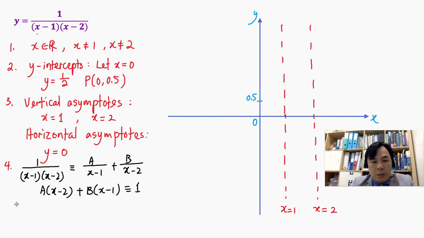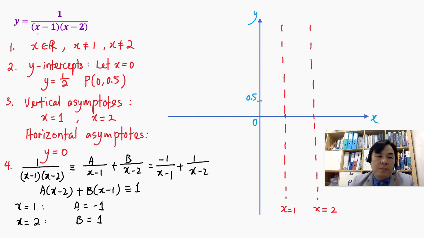Now from here, you can substitute x equal to 1, for instance. Let x equal to 1. Therefore, your A would be equal to negative 1. And then you can repeat the same procedure by letting your x equal to 2 here. Therefore, your B would be equal to 1. Therefore, we can finalize our partial fractions for our rational functions as negative 1 over x minus 1 plus 1 over x minus 2. Okay, so I hope that is clear.